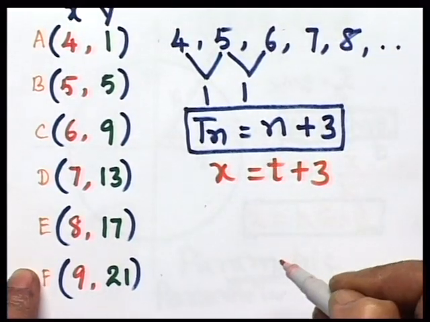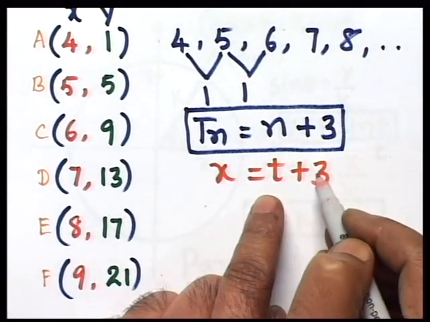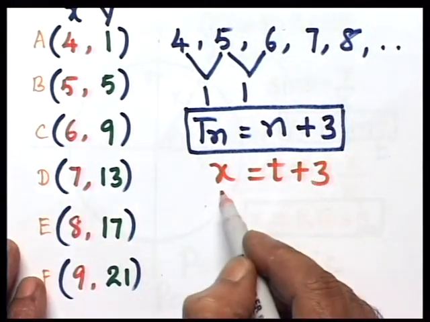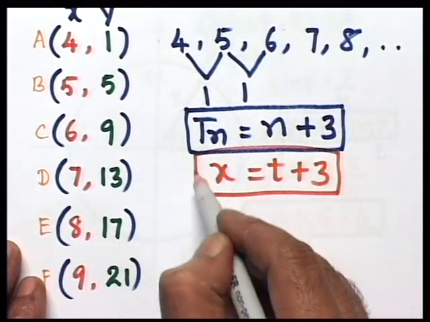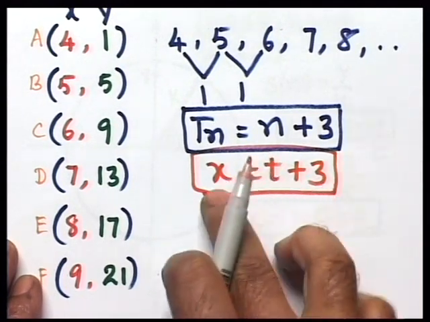So if you put t as 1, you have 1 plus 3, 4 there. Put 2, 2 plus 3, 5. So this will define the x coordinates. This is a kind of nth term for the x coordinates.